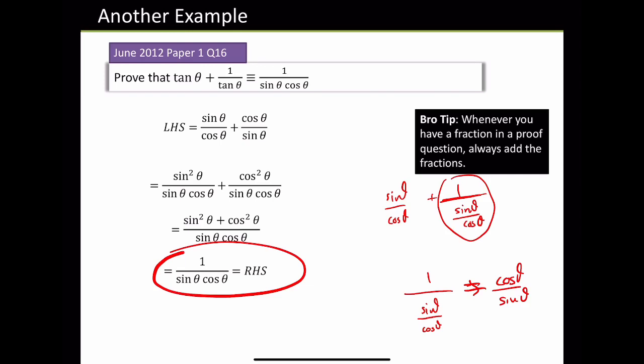If anyone's wondering how I went from that to this, in theory, what I want you to be thinking is 1 divided by sin theta over cos theta. How do you divide fractions? It's 1 times cos theta over sin theta, hence cos theta over sin theta. Keep, flip, change.